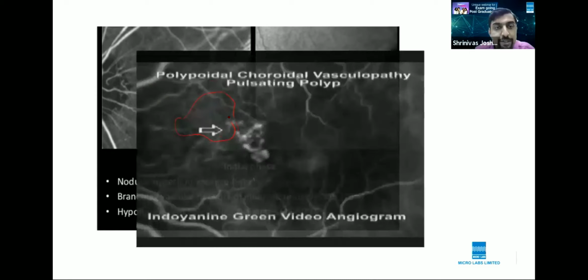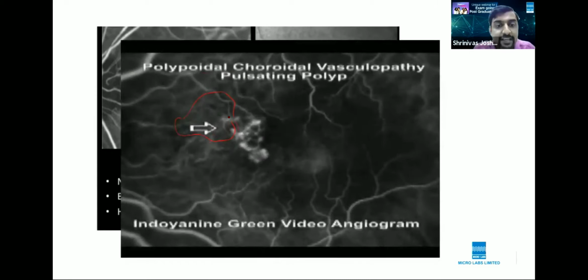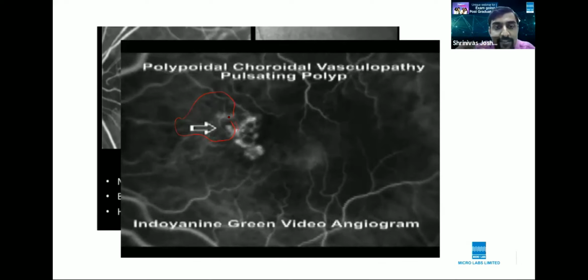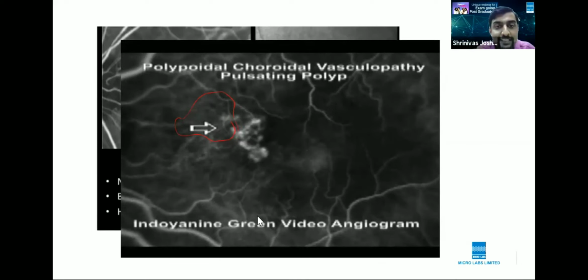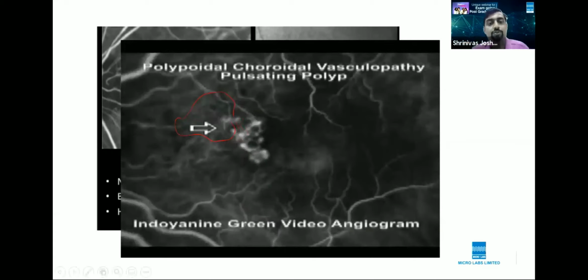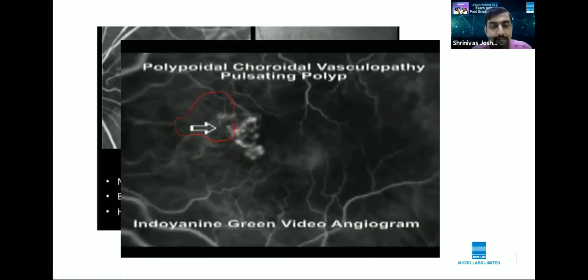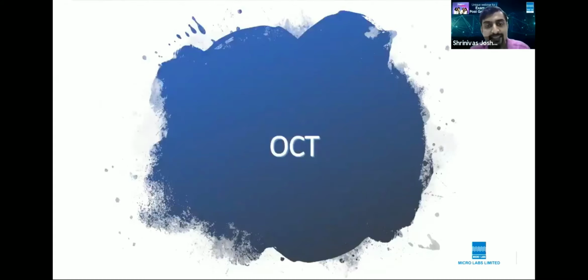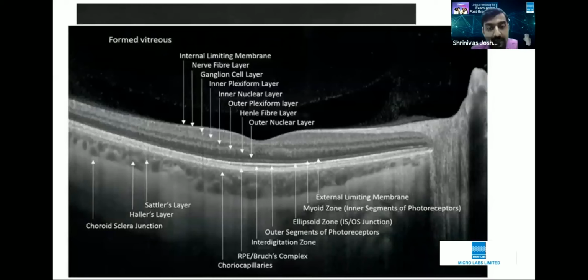And I'll show you this video of dynamic ICGA. If you can see this arrow, there is a pulsating, can you see that? Yes, there is a pulsating polyp, which can also be seen with a dynamic video-monitored ICG. So coming to the next set, which is the OCT. I'm not going to deal with all the layers of the OCT, but it's very important for you to know all the layers, the new layers of the OCT, which have already been described.